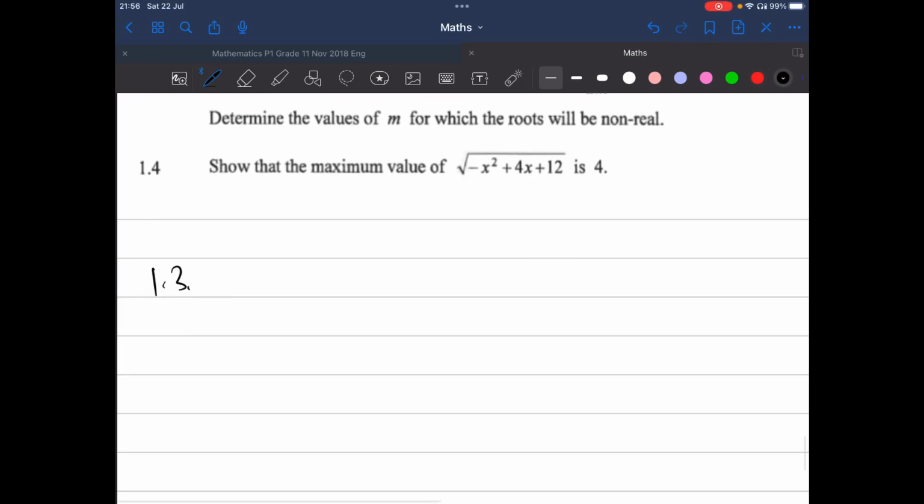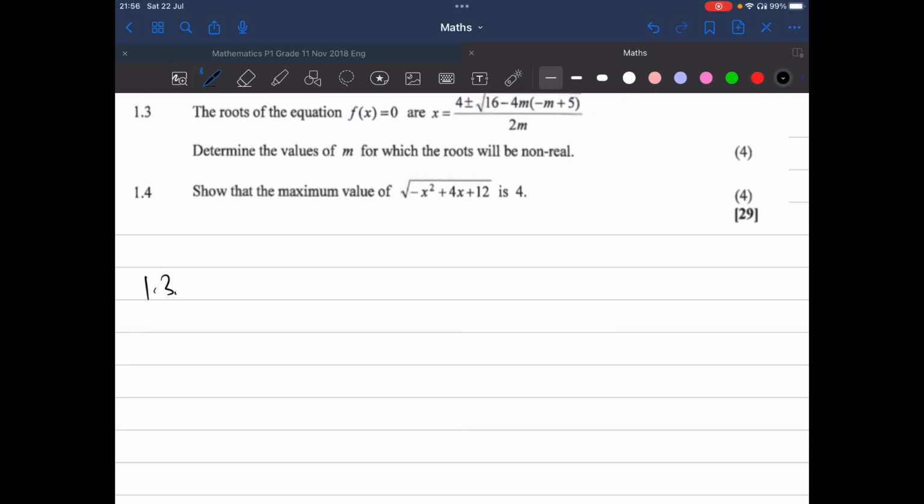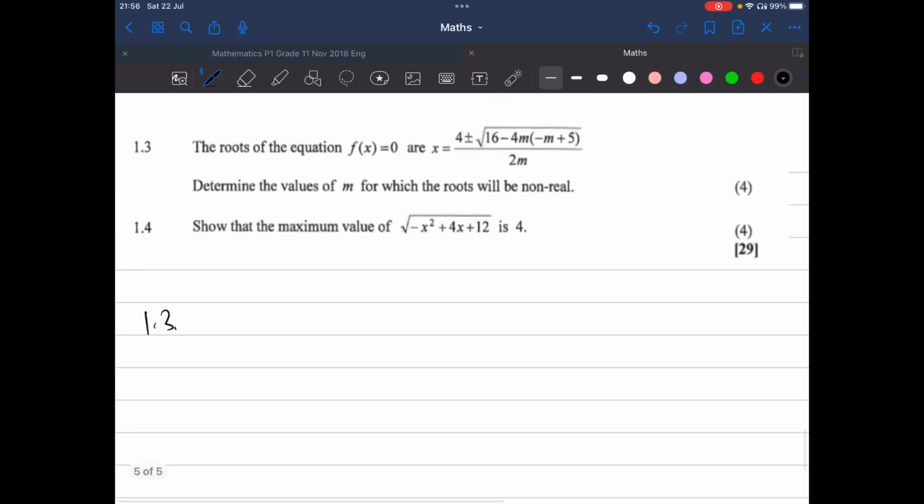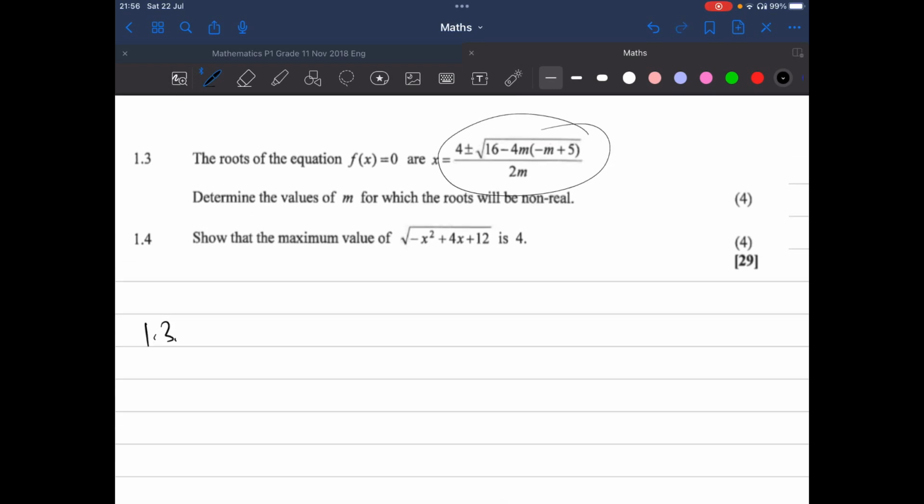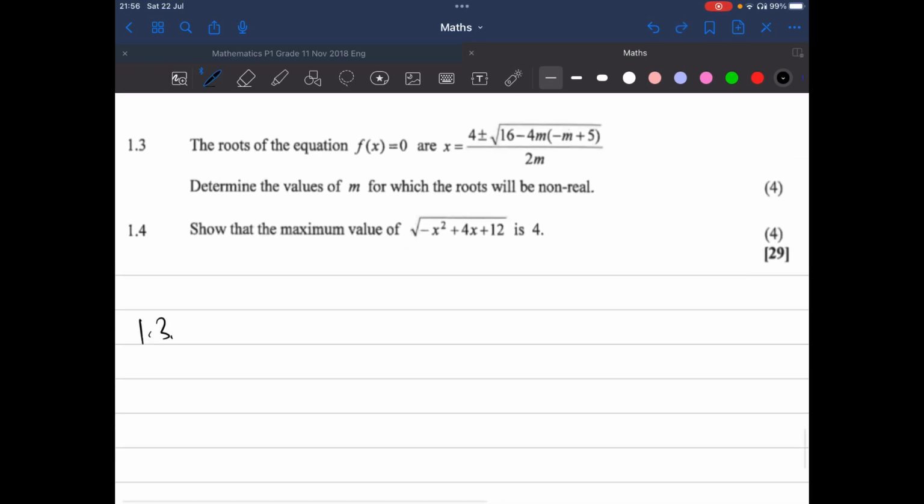Okay, now we're going to look at question 1.3. So there's the question. It says the roots of the equation f of x equals 0 are x equals 4 plus or minus the root of 16 minus 4m, all multiplied by minus m plus 5, and then the whole thing is over 2m. Okay, it says determine the values of m for which the roots will be non-real. Okay, so remember, for something to be non-real, it means that it's mathematically not possible. Okay, so if we look at this expression here, how would these roots be non-real?